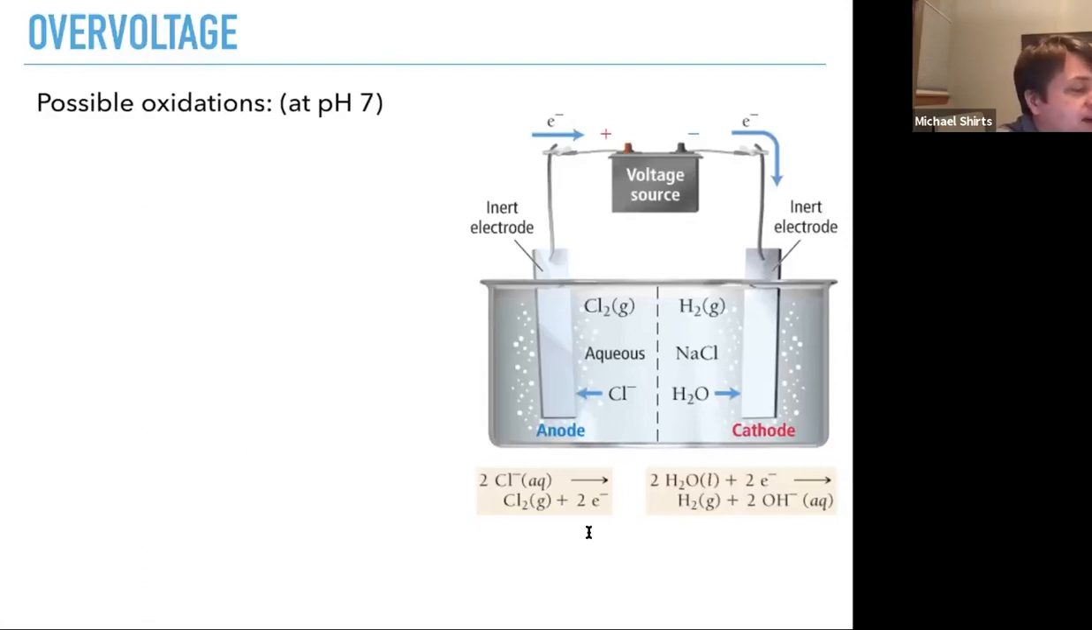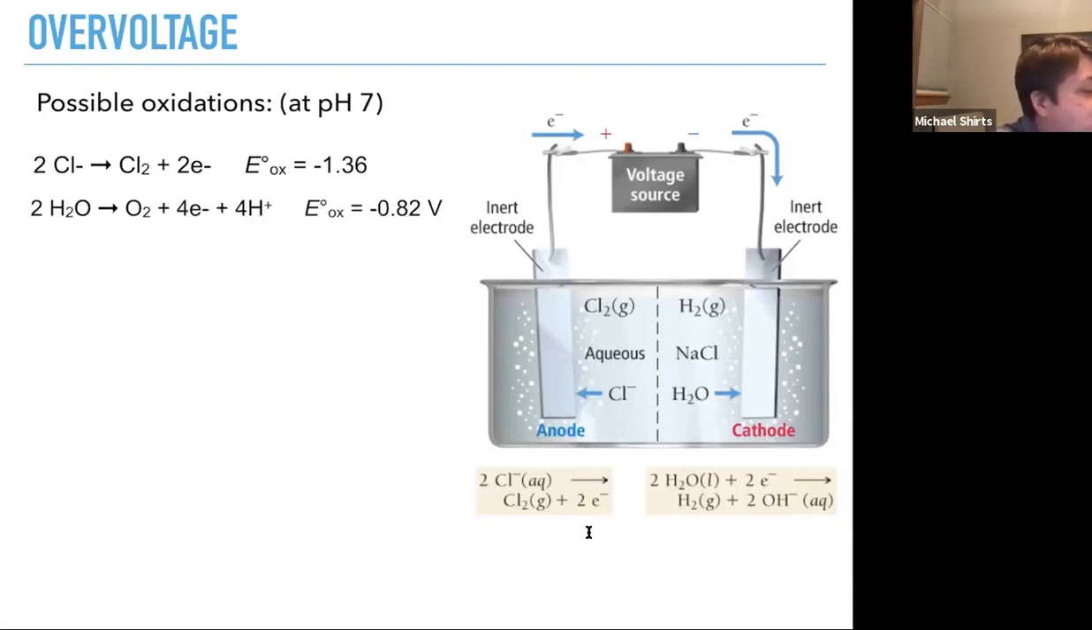So if we have sodium chloride now instead of sodium iodide. With sodium iodide, we got iodide as being the favored reaction. So at pH 7, the equivalent oxidation would be chloride going to Cl2, and that has a significantly less favorable oxidation, because the reduction is 1.36 versus 0.54 for iodine. The other possibility is to have water oxidized to O2, minus 0.82 volts.